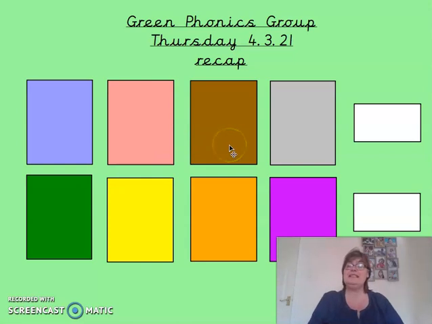Right, the third one is air. How do we write air? And the fourth one is ow. How many ways can we write the ow sound? Okay, then our next sound is f. How do we write f? We know the easy way to write f. We know the single sound, but how do we make it with a digraph?